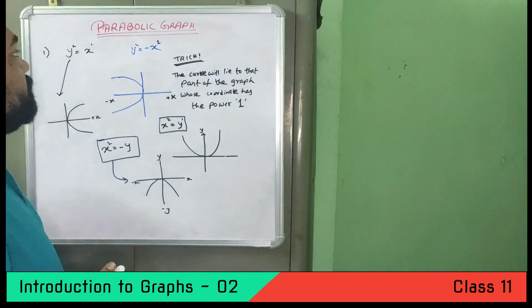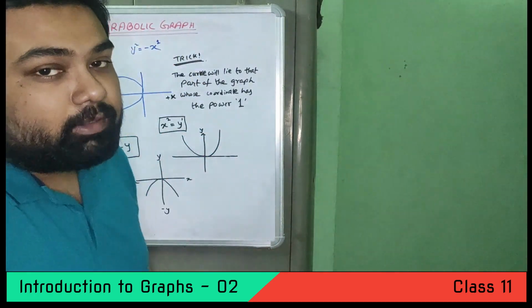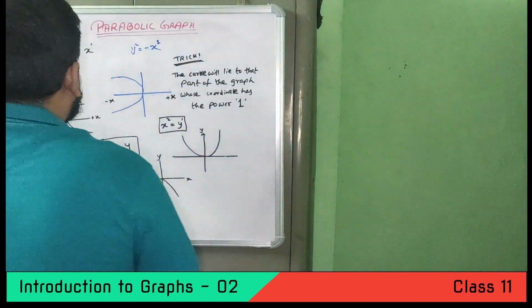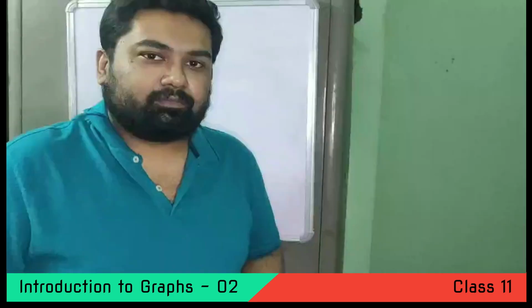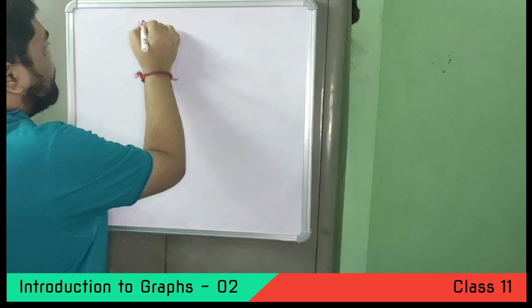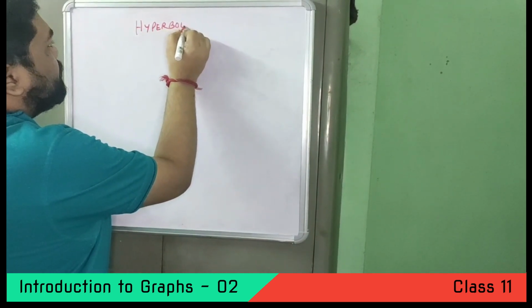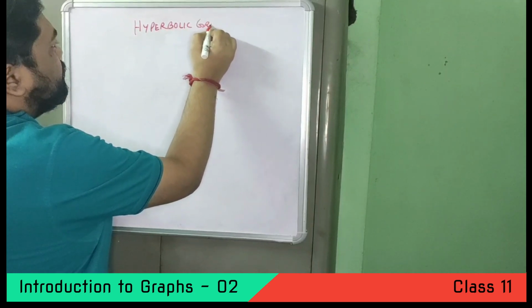Now we shall move on to the next and the last type of graph, that is the hyperbolic one. Now we shall move on to the hyperbolic graph.